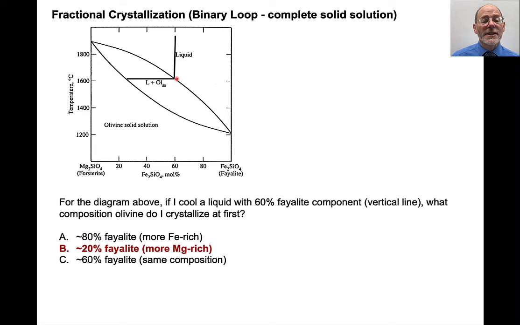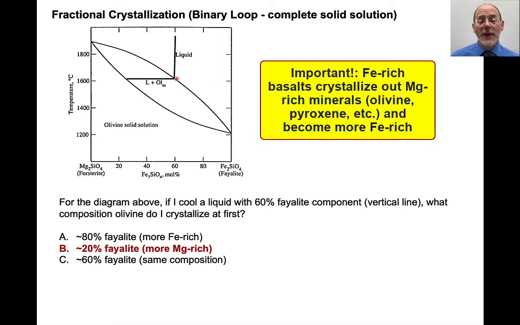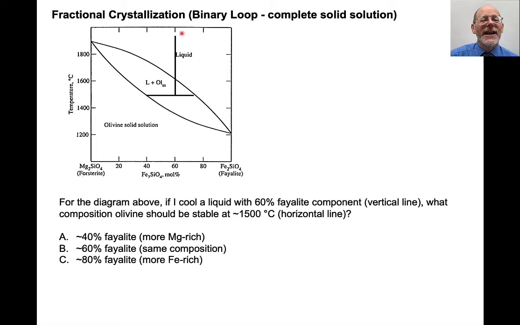And the answer is it's the more magnesium rich. So again, if we take a basaltic liquid and we crystallize out some olivine from it, the olivine is always more magnesium rich. Okay, so now let's imagine we start out with a liquid at this temperature, we cool it, it hits the two-phase field, goes into this field, keeps crystallizing olivine from the liquid till we get to this point, 1500 degrees.